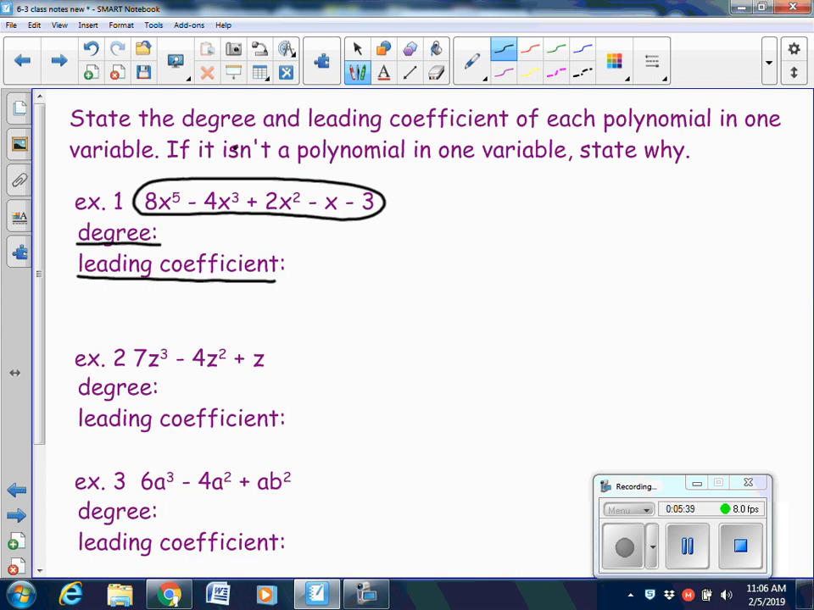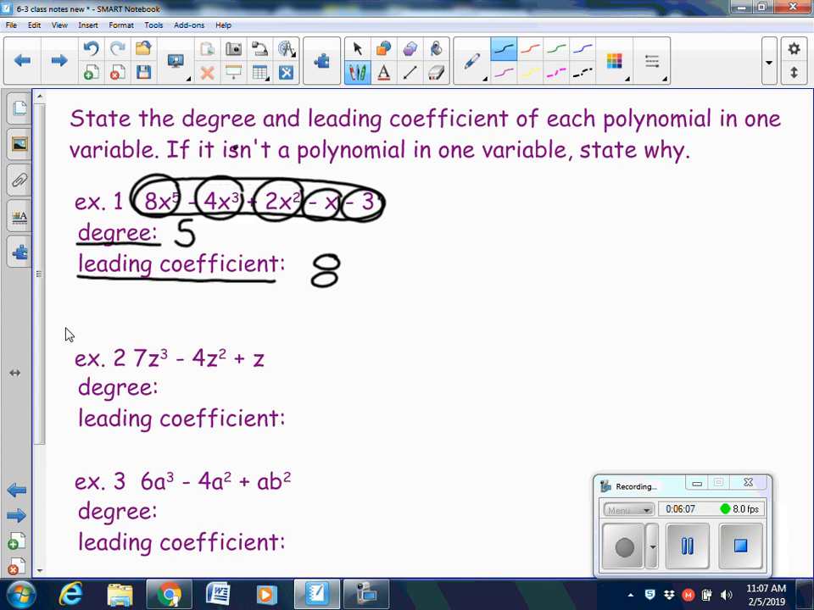So if you look at all of these, here's one term, here's the second term, third term, fourth term, and fifth term. And the highest degree is 5. And the leading coefficient means the number in front of the highest degree. That leading coefficient would be 8. And that's all you're doing for the first part of the assignment on the worksheet that you have to come get.